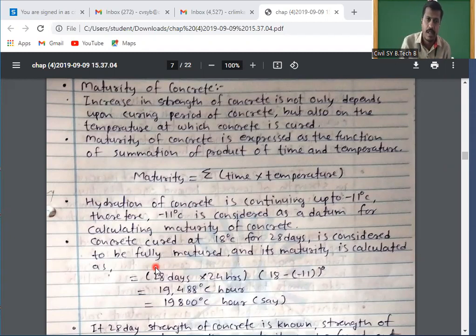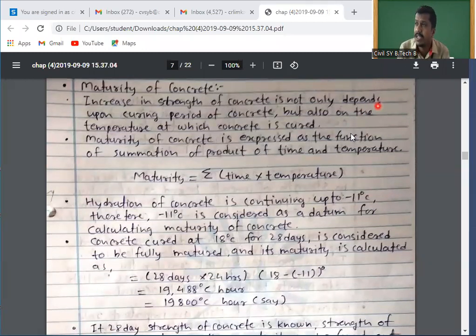Definitely not. It may happen that on the day of concreting, the temperature is around 27 degrees. On the second day after concreting, the temperature may be 30 plus. Third day, temperature may vary. Let it come down to 25. It has dropped down. Again, on the fourth day, the temperature is around 32 degrees centigrade. So whether the temperature conditions remain constant? No, definitely not. So what is maturity of the concrete?